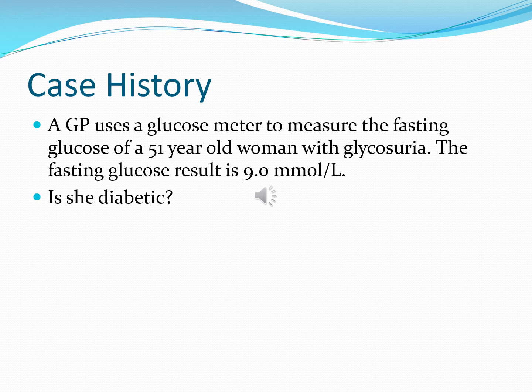Case 5. So a GP uses a glucose meter to measure the fasting glucose of a 51-year-old lady with glycosuria. The fasting blood glucose was 9 millimoles per litre. So is this patient diabetic? Have a think.